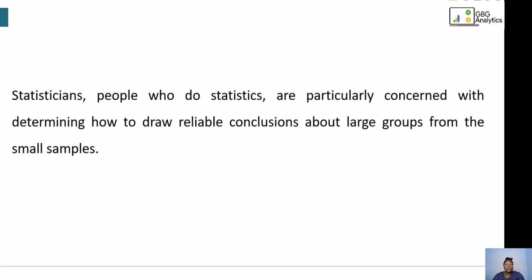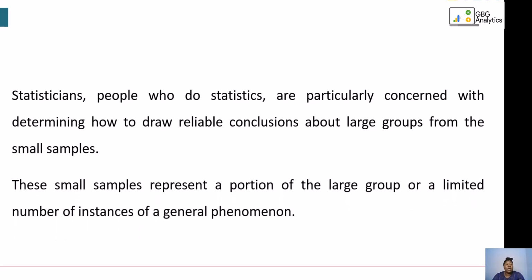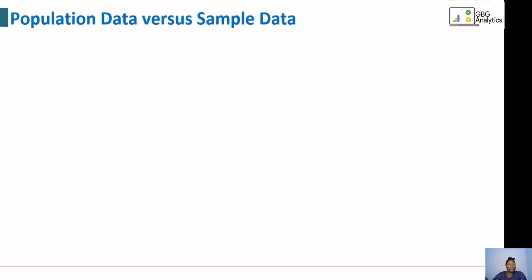Statisticians are people who do statistics, and they are particularly concerned with determining how to draw reliable conclusions from large data sets. And these samples represent a portion of the large group or a limited number of instances of a general phenomenon. Population data versus sample data.